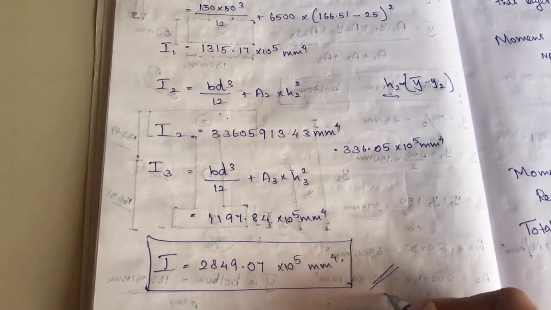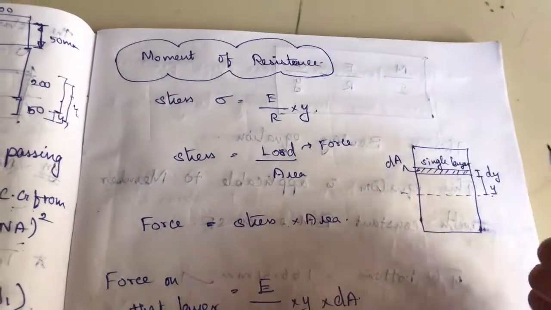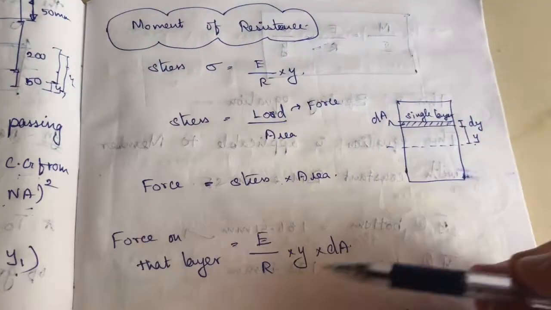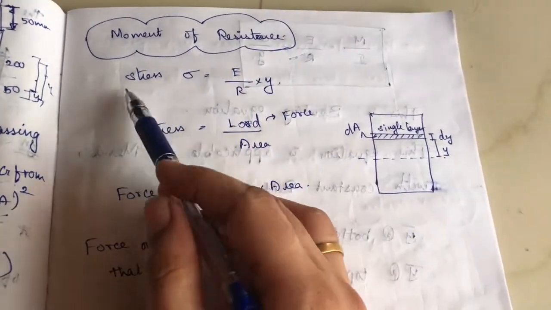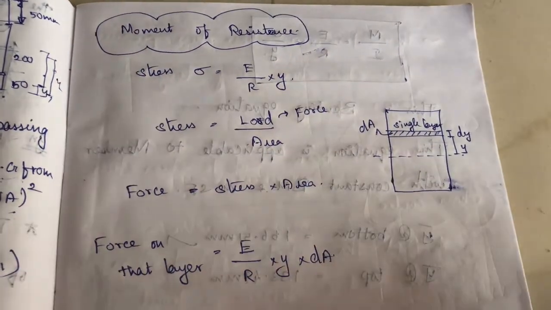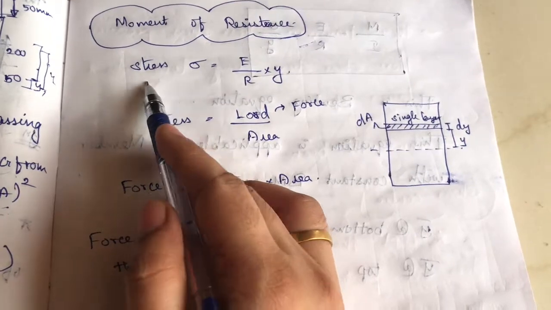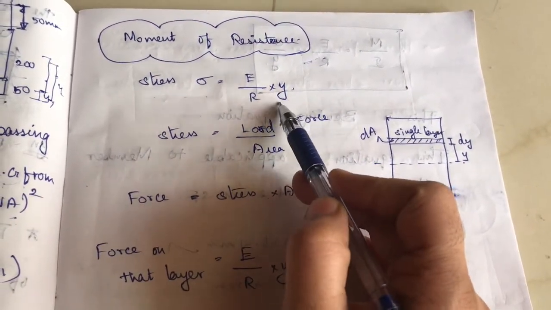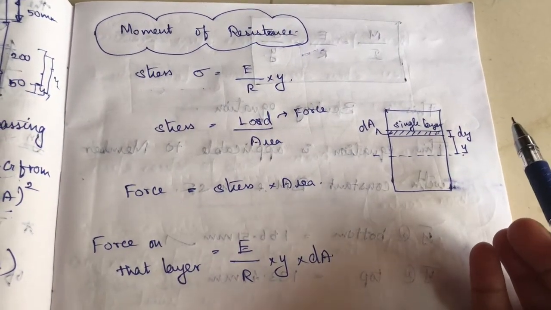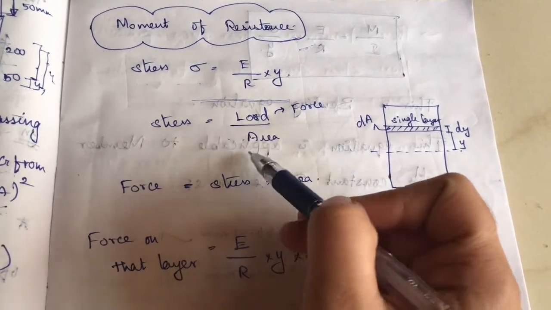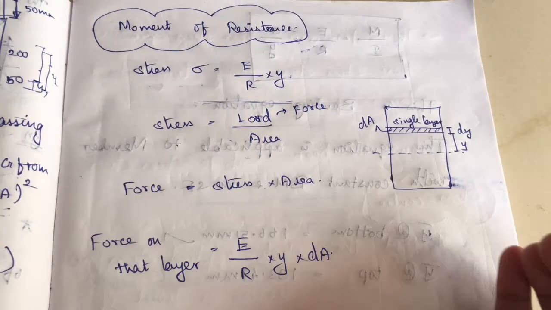We have found the moment of inertia. Okay. So this is an important topic actually, so I'm just writing it in the middle of the sum. Moment of resistance. What is moment of resistance? Normally we know that stress will be equal to E by R into Y, which we found in the previous thing. Stress is normally load by area, that is force by area, right?